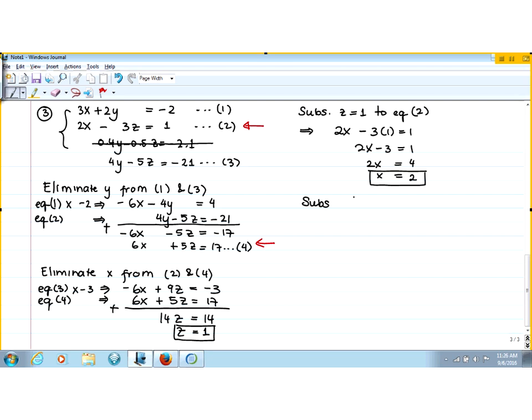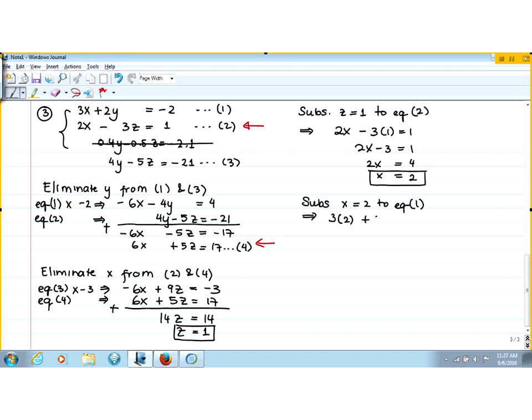Now what? Substitute. You need y, right? Okay. Substitute x. X is equal to 2 to equation 1. Or you could say I substitute z equals 1 to equation 3. It doesn't matter. But you need y.